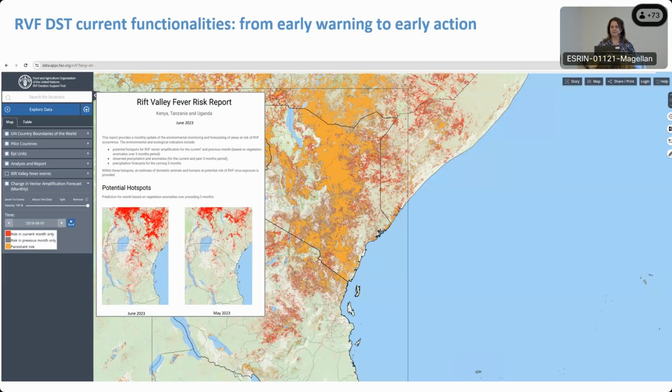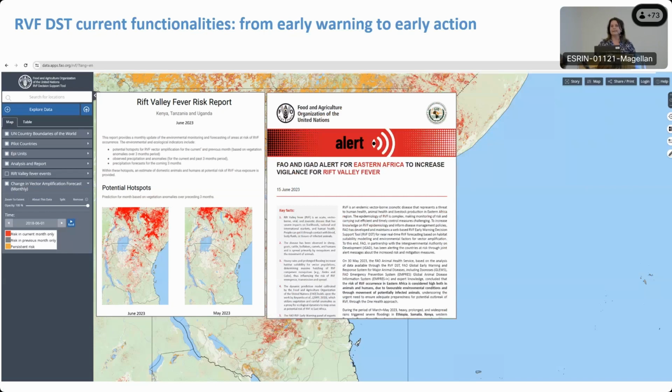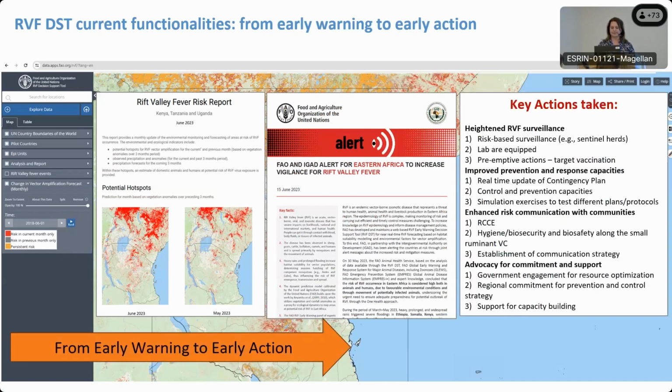We have reports on a monthly basis, which are useful for the user to have an overview and summarized information of the tool. And if needed, we issue alert messages for the member states. And this is also done together with strategic partners, regional partners like IGAD in Eastern Africa. So we are moving from early warning to early action. And this tool has triggered key actions like heightening Rift Valley fever surveillance.